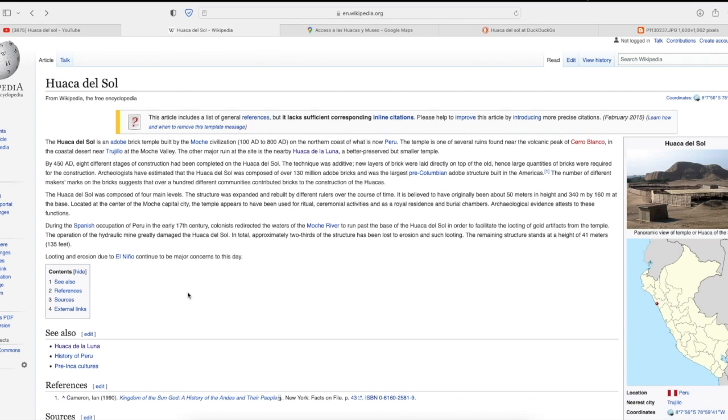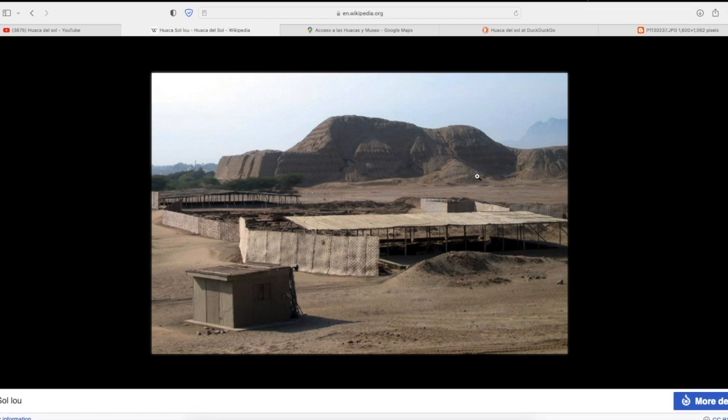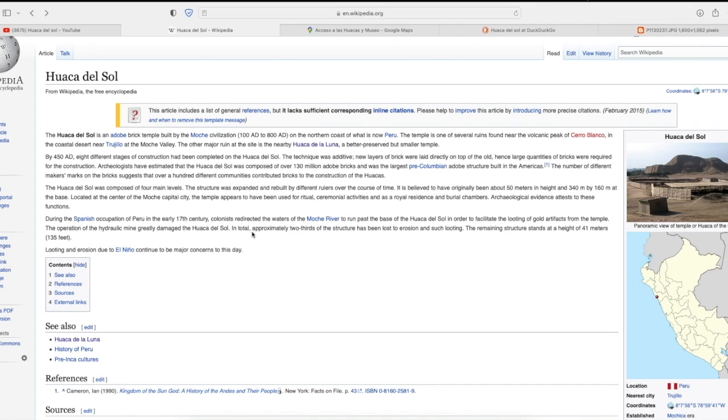Even here in Peru, perhaps a little bit of covering up going on too. Not as funded as the US, but no doubt other nations would step in and provide the funds and the political pressure needed to do their bidding if it was too extraordinary. God, right now this looks like a massive sphinx. Head missing. Maybe that was the extra 10 meters. In total, approximately 2/3 of the structure has been lost to erosion and such looting.